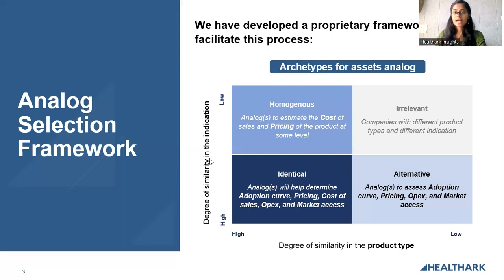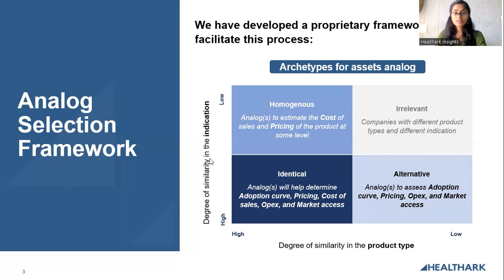For instance, in the identical quadrant, analogs with similar product and similar indication can be used to determine some differentiators such as adoption curve, pricing, cost of sales, operating expenses, and market access. In the homogeneous quadrant, analogs with similar product but with different indication can help estimate the cost of sales and pricing. For the alternative quadrant, analogs with different product but with similar indication can assist in assessing adoption curve, pricing, operating expenses, and market access.